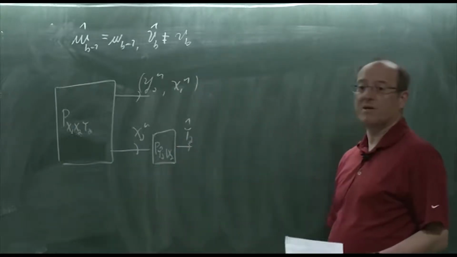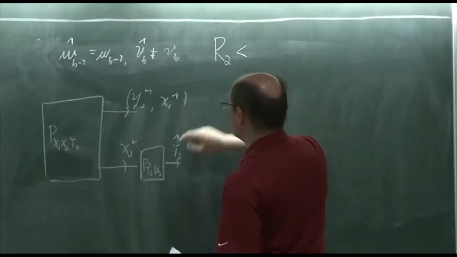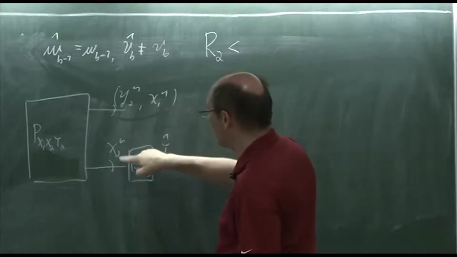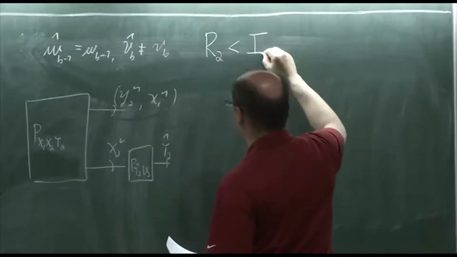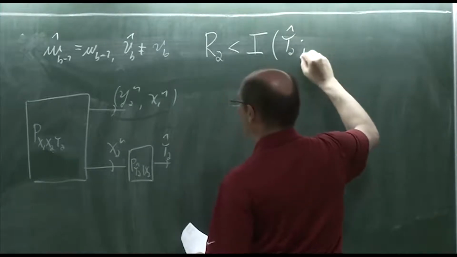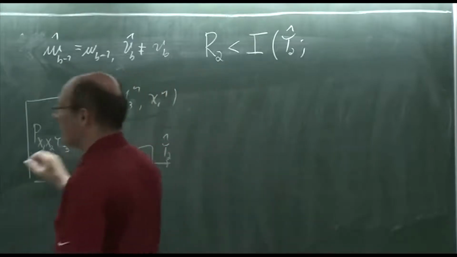Right, so what is the rate bound here? Well, it's just the one we always had, so R2 has to be less than the mutual information between this and this given that, right? Y2 hat, Y3. This should have been a 3. My apologies, this is a 3, right? Everything here should be 3.